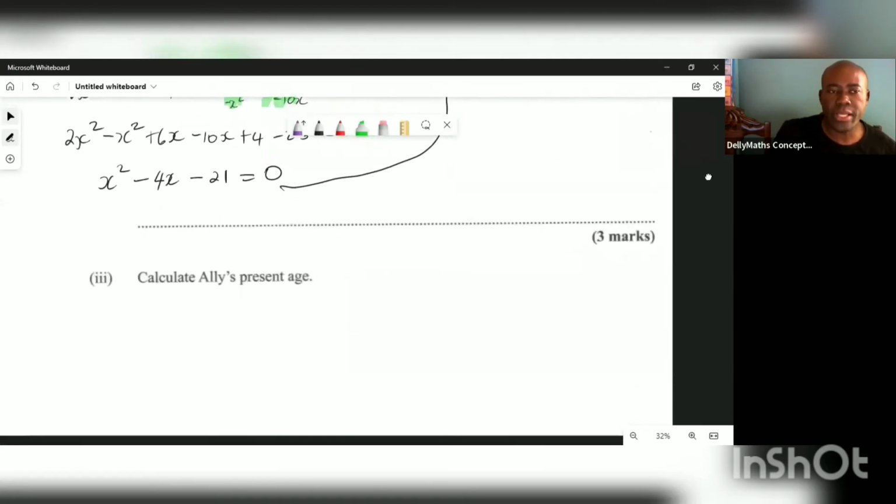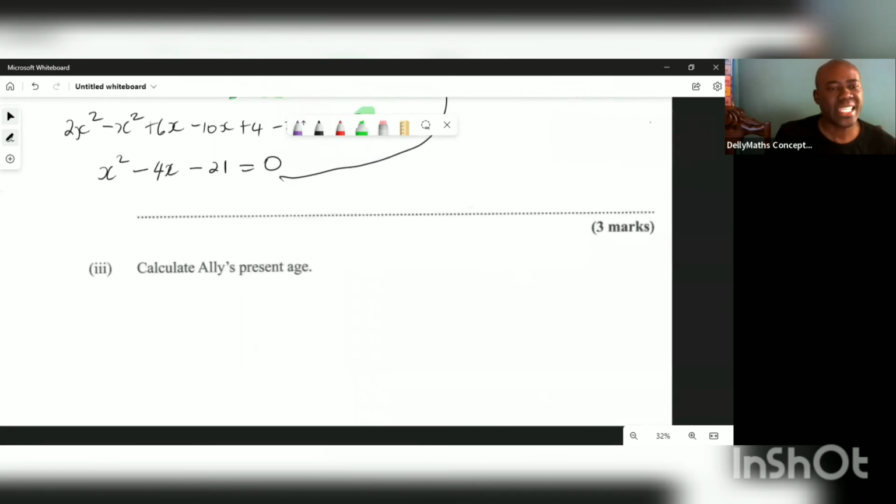Now the follow-up question says, calculate Alice's present age. Now, what is Alice's age? Alice's age is x. So Alice's present age is x. So we want to find x, and when we find x, then that is the answer. So let us set up our thing: x squared minus 4x minus 21 is equal to 0.